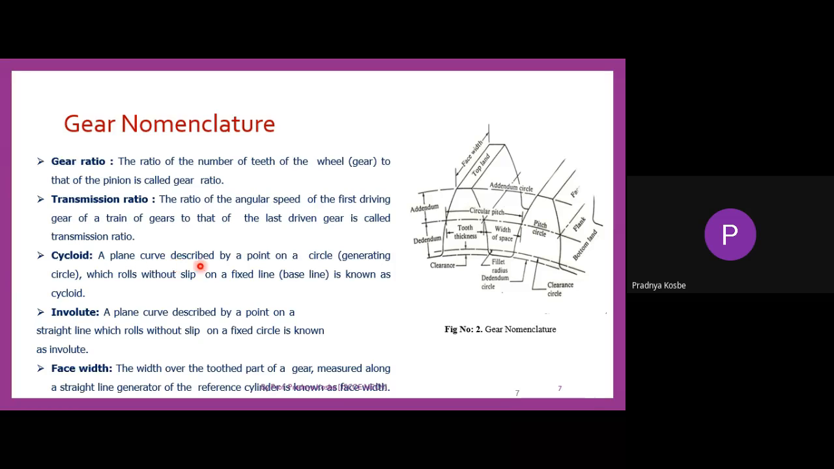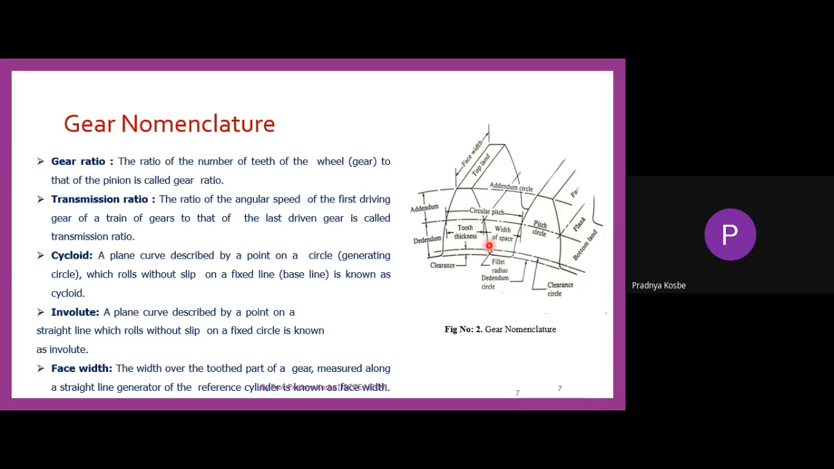Cycloid is a curve generated by a point on a circle which rolls without slipping on a fixed line. And involute is a plane curve generated by a point on a straight line which rolls without slipping on a fixed circle, and it is always tangent at that position.